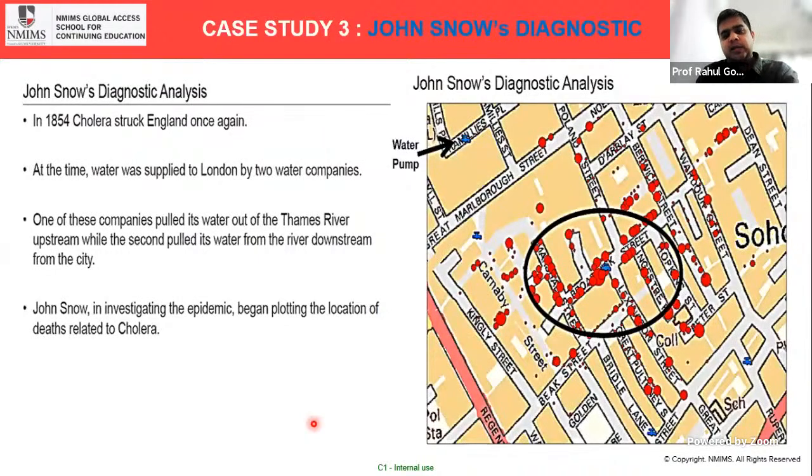Okay, so let's look at another example. Have you seen this example earlier in your course, Jones Snow Diagnostic?